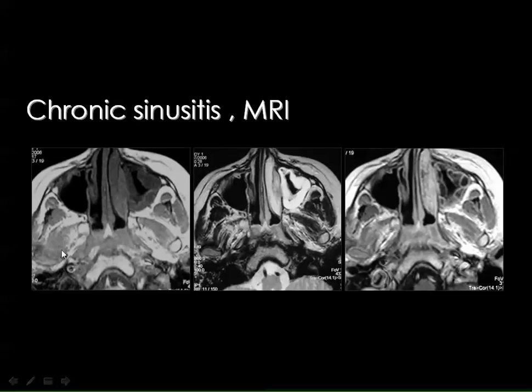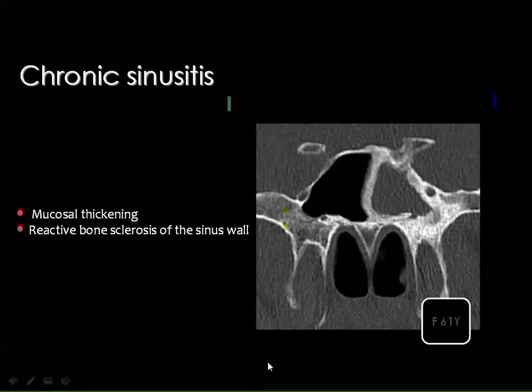This is chronic sinusitis with concentric mucosal thickening of the maxillary antrum on the left side. It shows fluid signal in the T1 and high signal in the T2. And if you inject a case of sinusitis with contrast media, you will get marginal enhancement, which is almost similar to that seen in any inflammatory process.